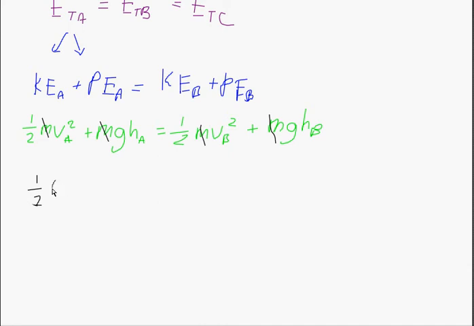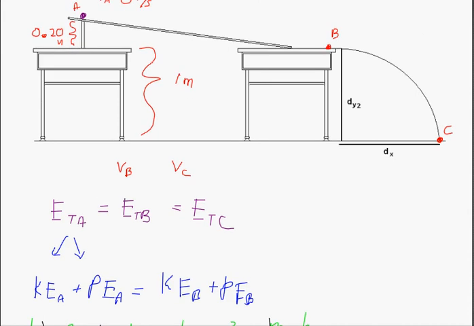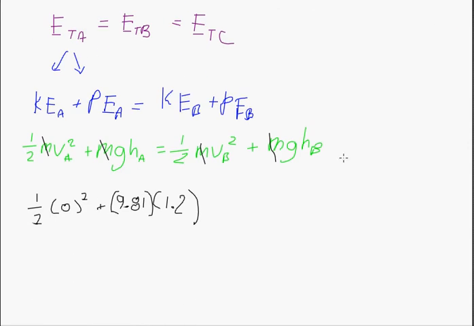Remember, we said we started from rest, so that term is 0. I'm going to leave off all my units today, guys. Please don't yell at me, I'm just not in the mood. Plus 1.2. I got that 1.2 again because this is 1 meter and this is 0.2 meters, and to get the actual height of A, it's 1.2. So 1.2 equals 1/2 VB squared plus 9.81 times 1.